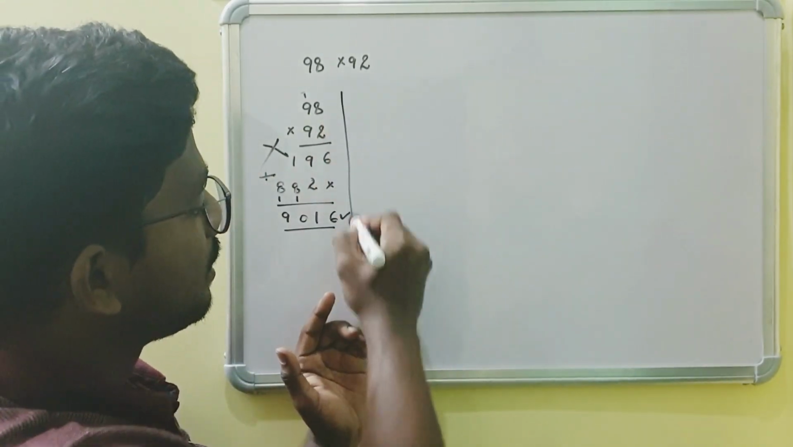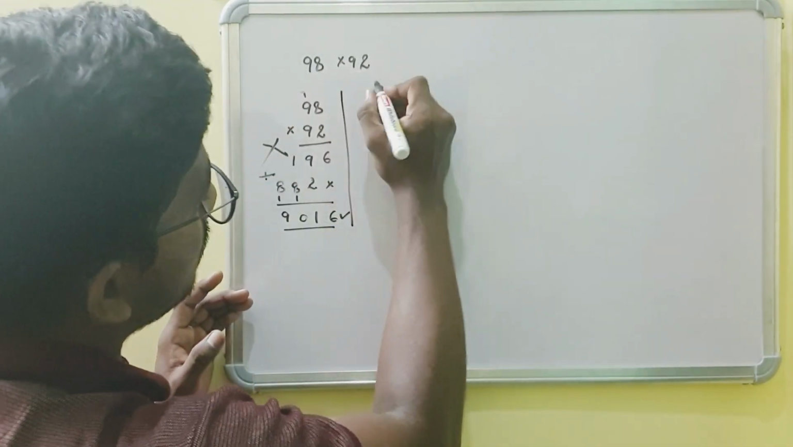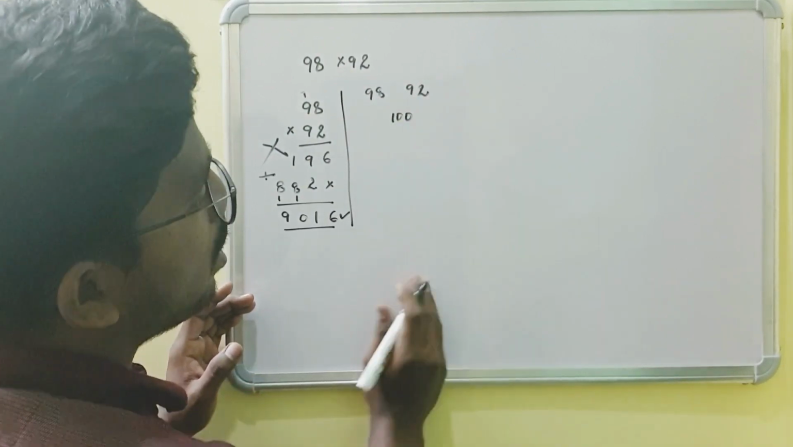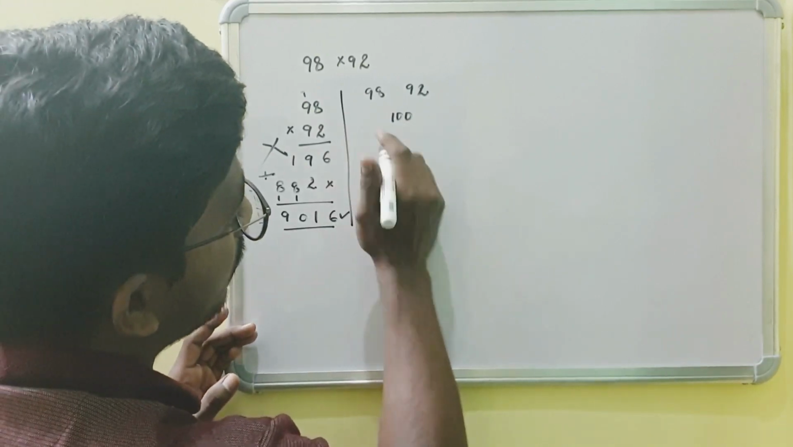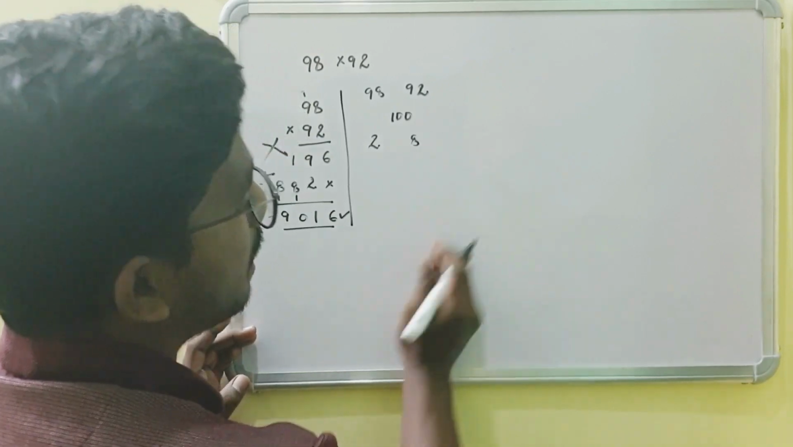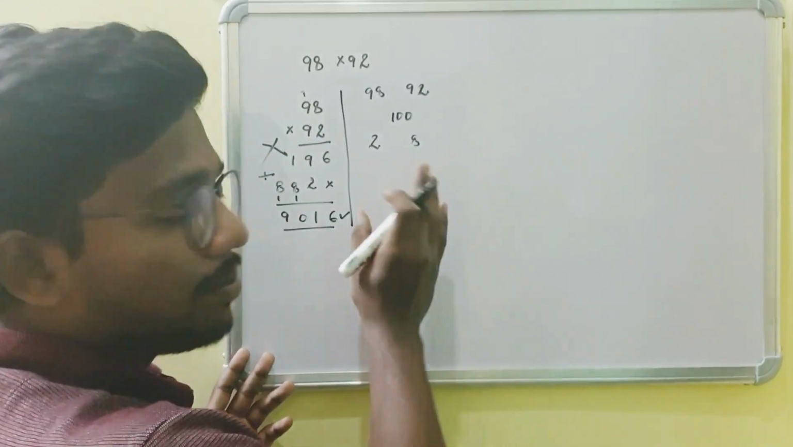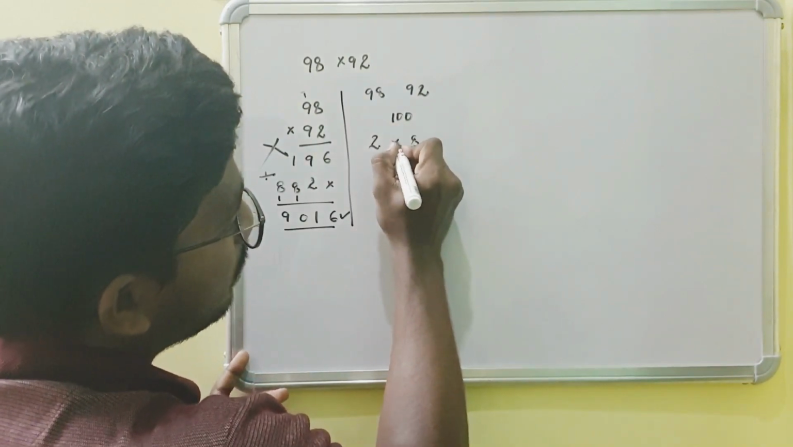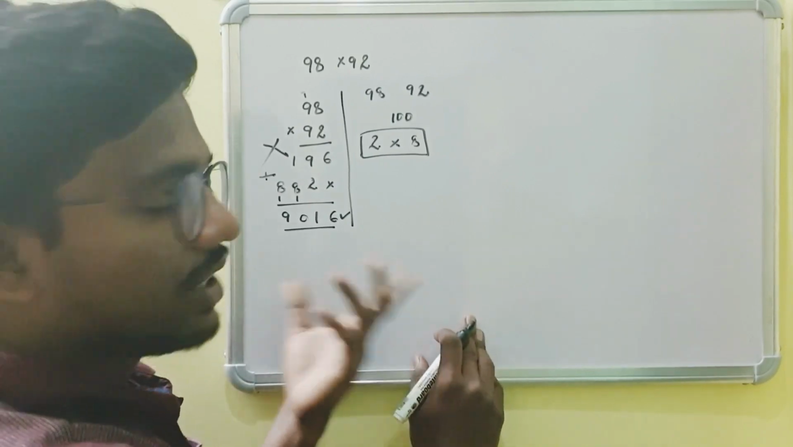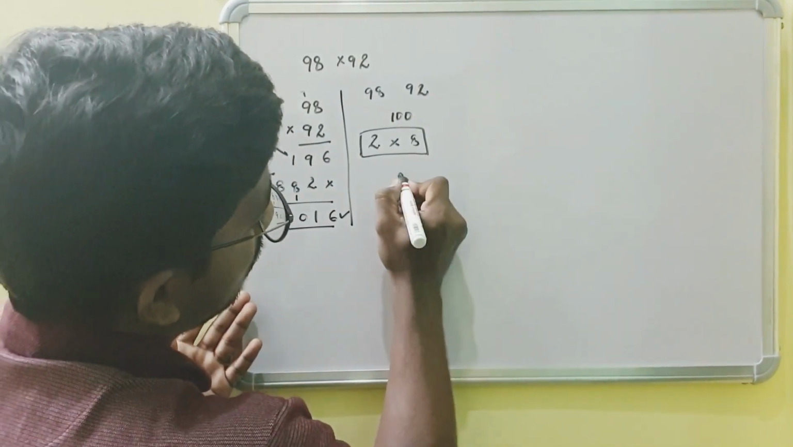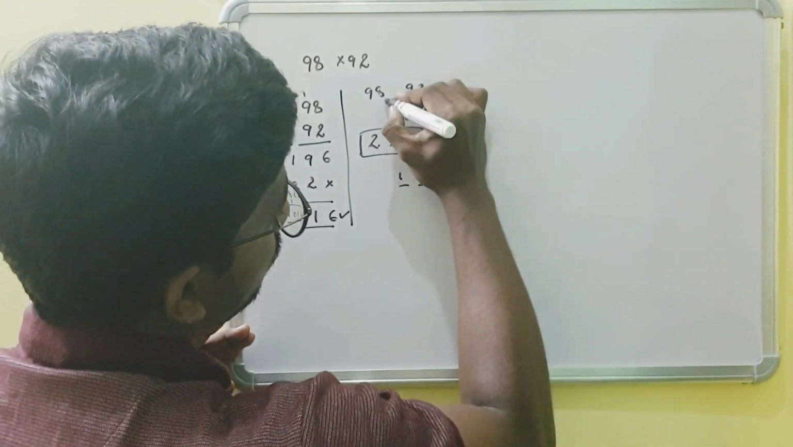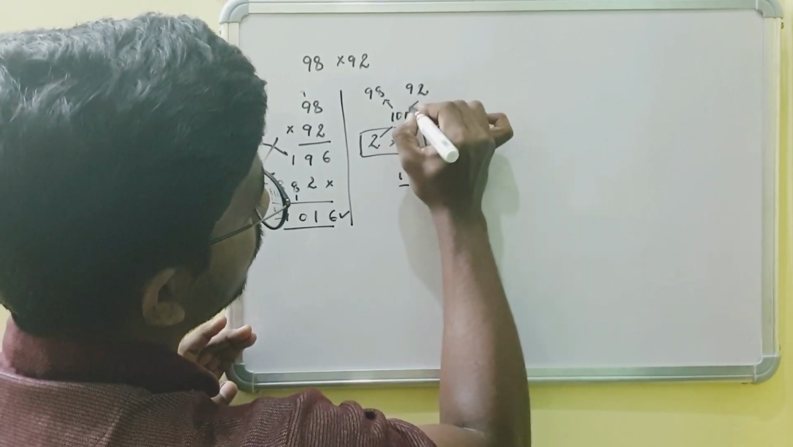I will give you a shortcut for this. These two numbers are nearer to 100, so I will take 100 as my common value. I subtract 98 from 100 and get 2, and 92 from 100 I get 8. After obtaining the differences, we multiply these two differences to get the last two digits of my required value. After this, we have to take the cross differences.